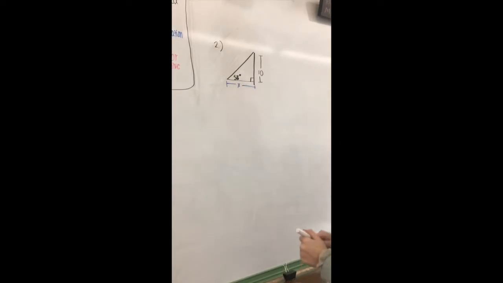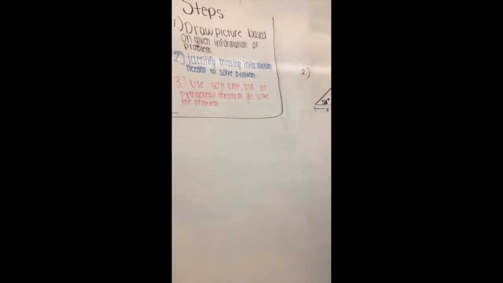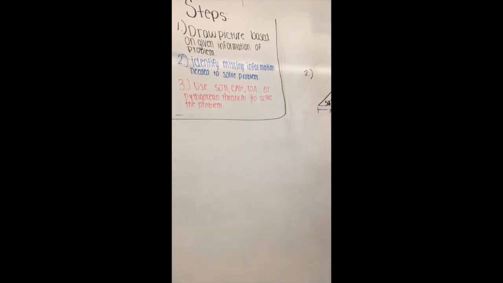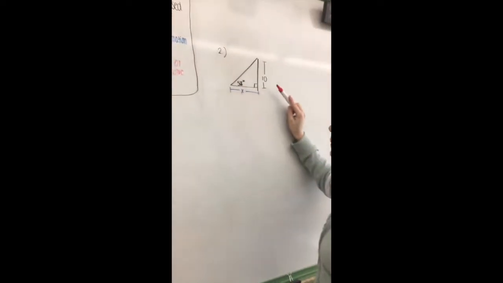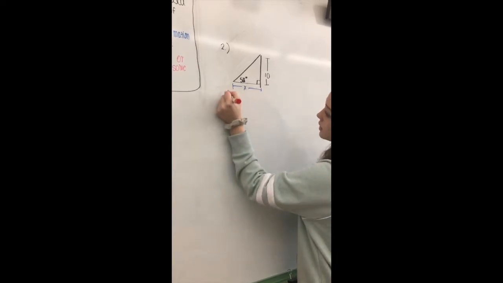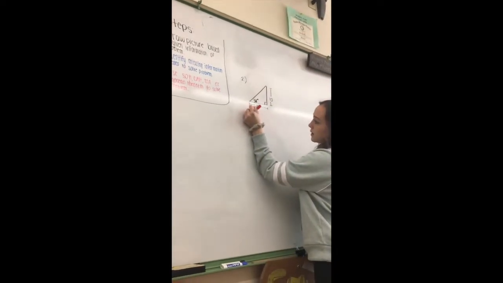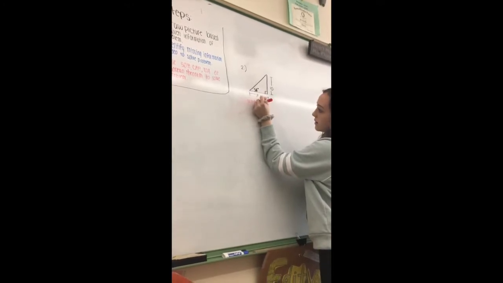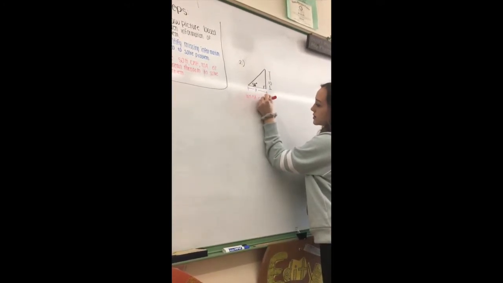For your third step, to solve the problem, you're going to use SOHCAHTOA. Because of where your angle is placed, you have your opposite and your adjacent, so that means you're going to use tangent. Tan of 58 equals 10 over x.